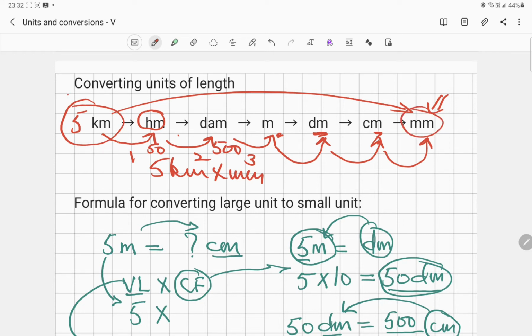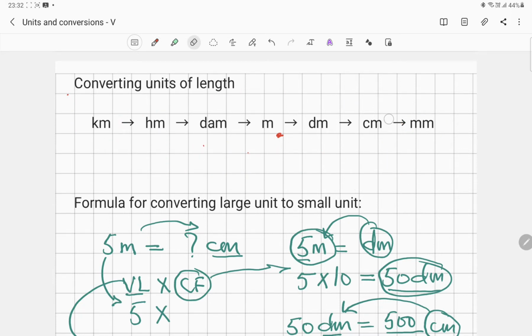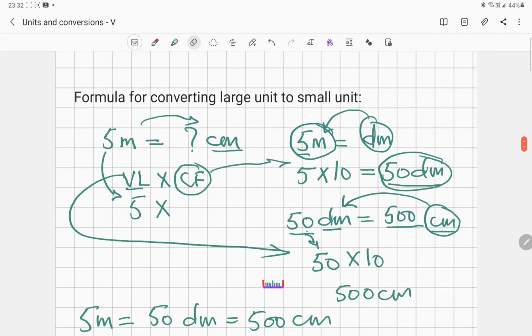There will be too many steps. There'll be like 1, 2, 3, 4, 5, and 6 steps that you have to do in order to convert these units of length. To convert 5 kilometers into millimeters, you'll take a lot of time. But now there is a simpler way. And let us think of the example that we did in the second video, I believe, right?